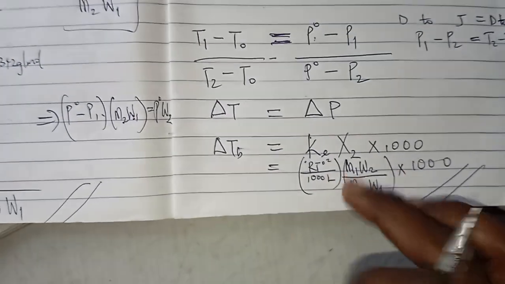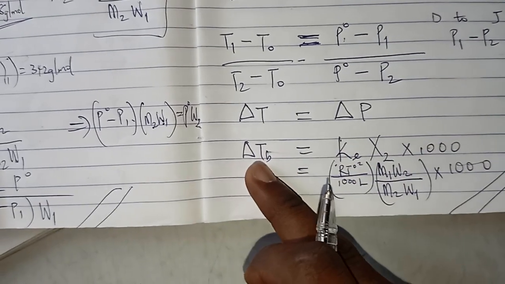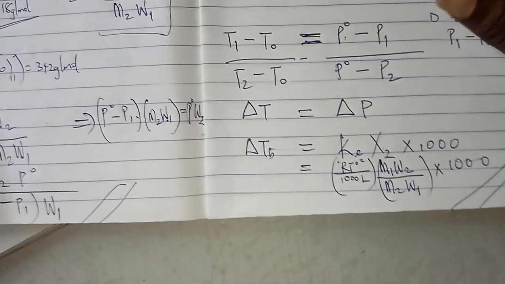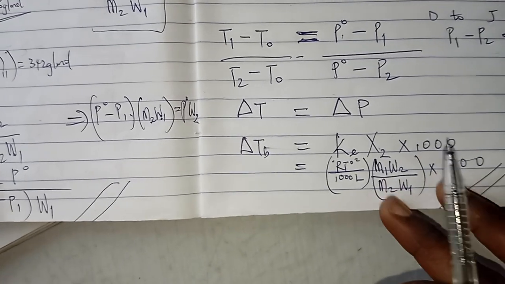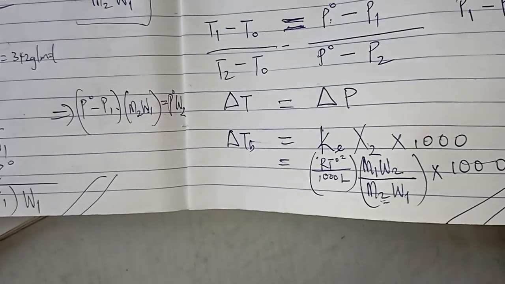So this is the formula for calculating boiling point elevation: Ke times mole fraction times 1000. From here we can make M2 the subject of the formula. As we start solving questions, you will see how we do it.